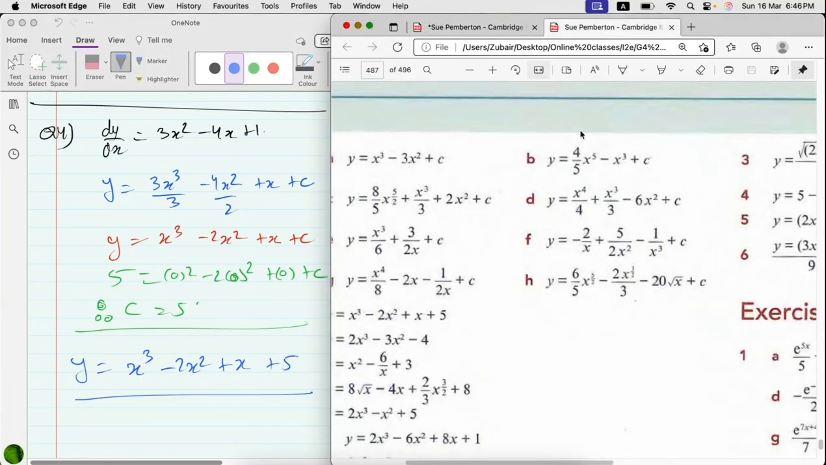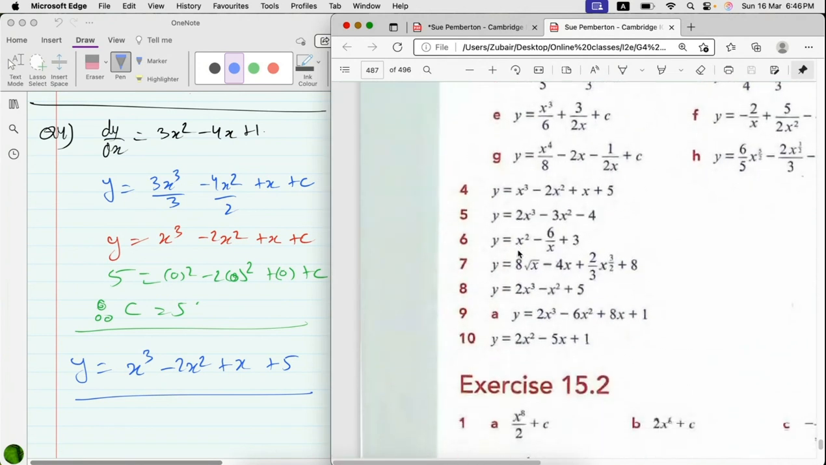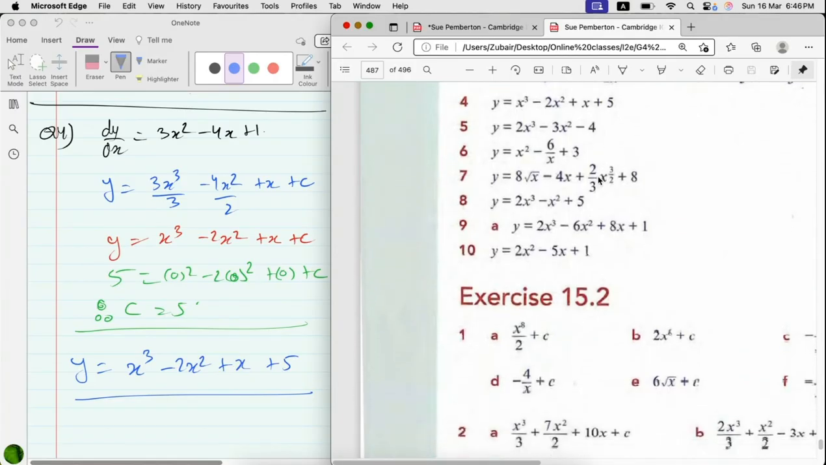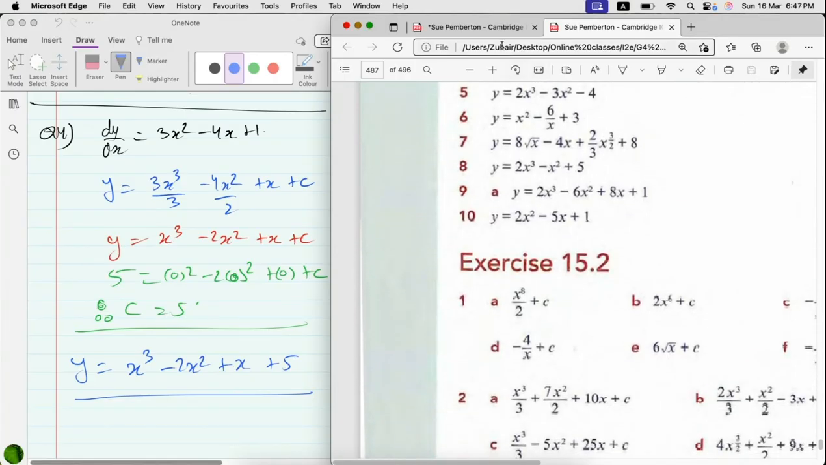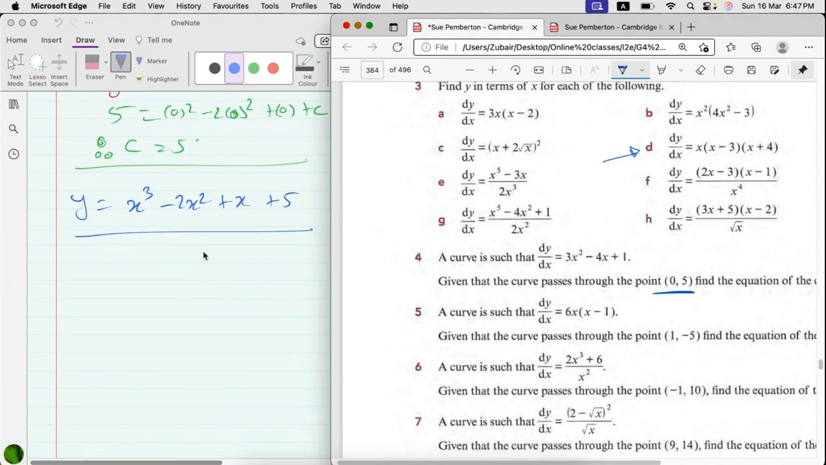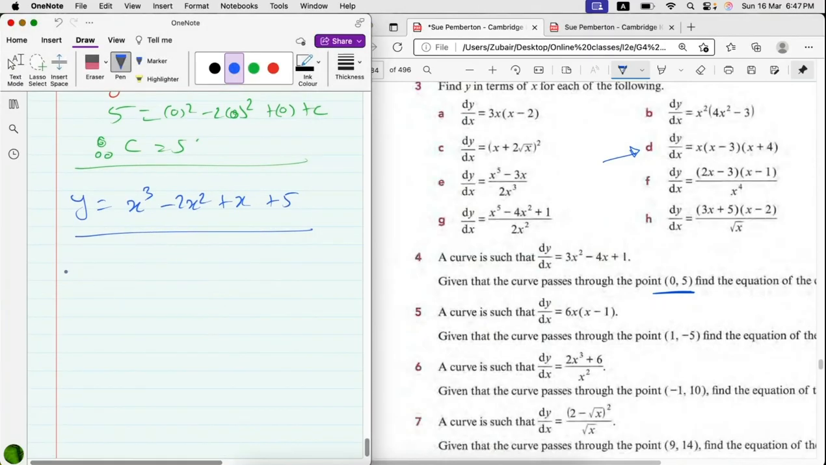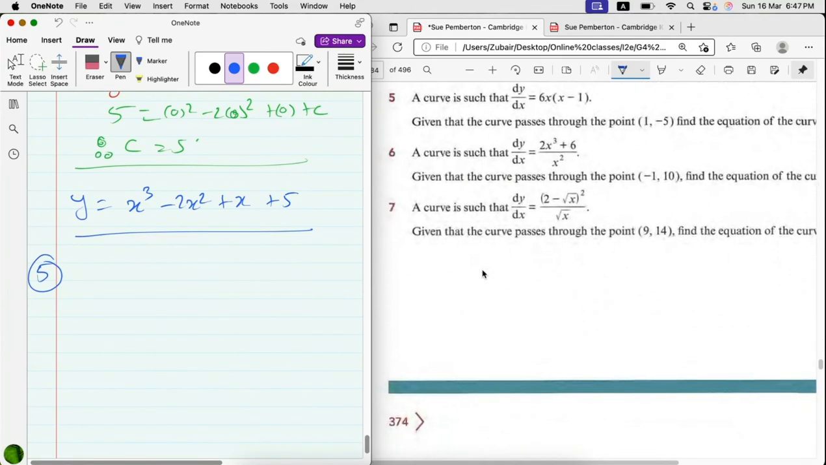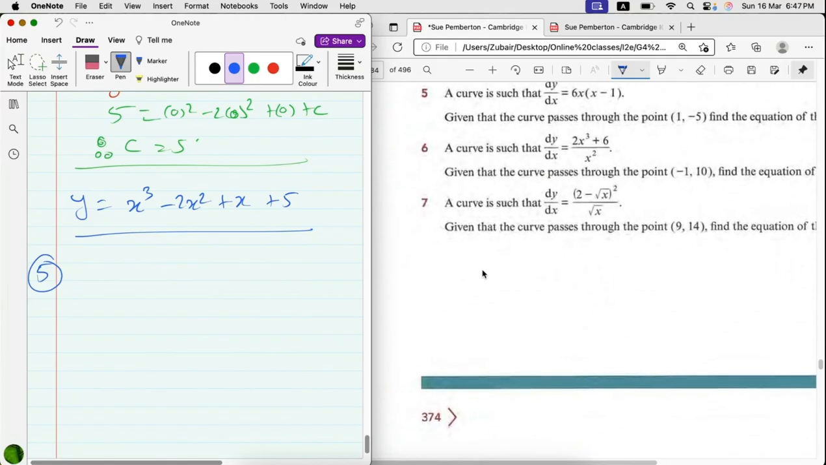This is the final equation. Question number 4: x cube minus 2x square plus x plus 5. Done. Try question number 5. The one at the top.